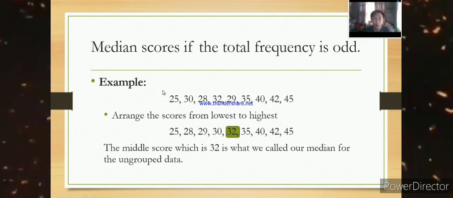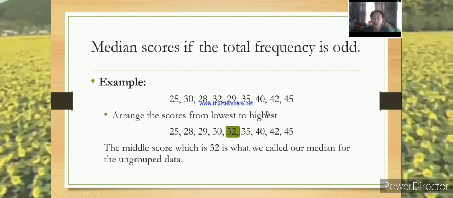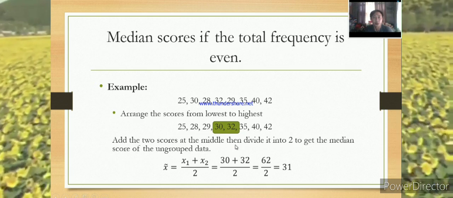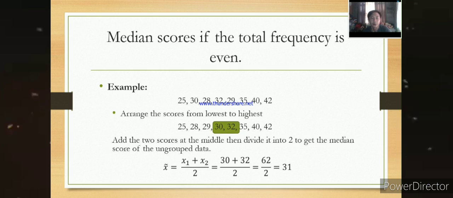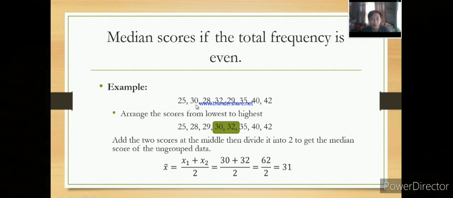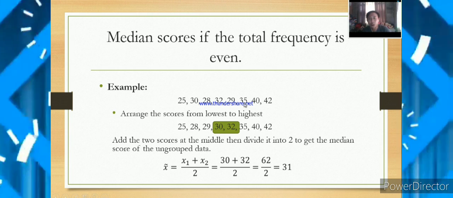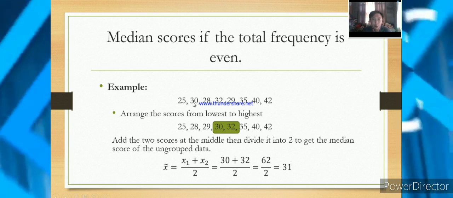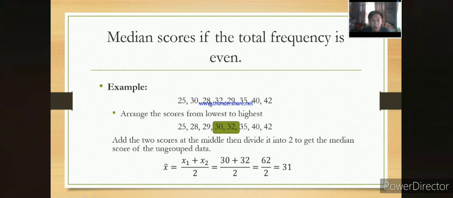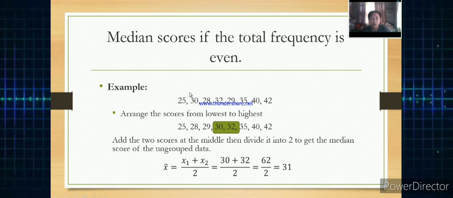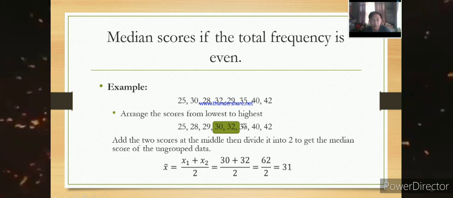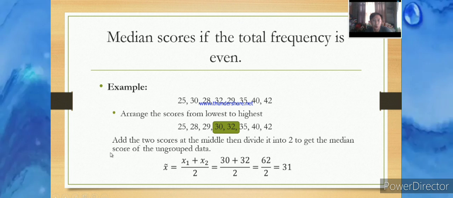Arrange our scores from the lowest to highest. When the total frequency is even, for example here: 25, 29, 30, 32, 35, 40, and 42. We have 1, 2, 3, 4, 5, 6, 7, 8 data. Arrange the scores from the lowest to highest: 25, 29, 30, 32, 35, 40, and 42.